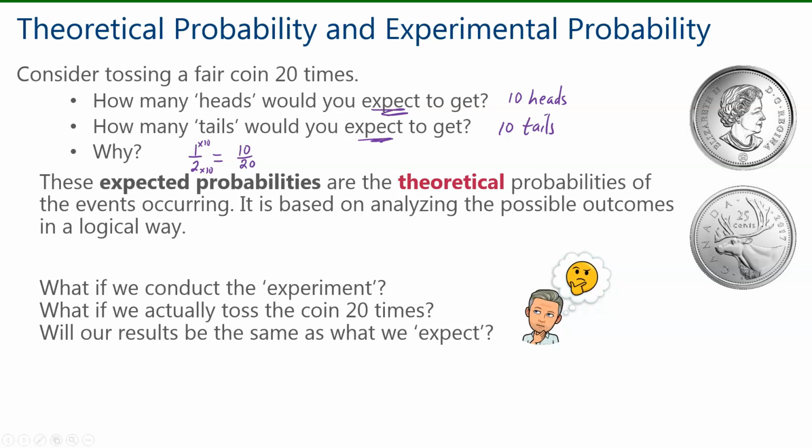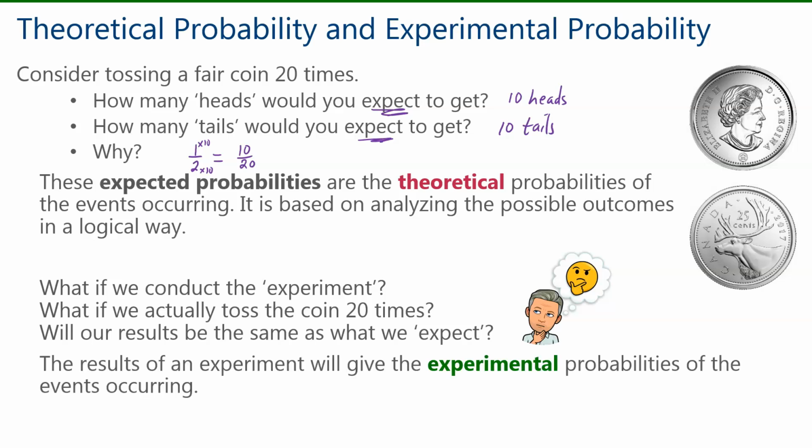What if we conduct the experiment? What if we actually toss the coin 20 times? Will our results be the same as what we expect? Will we actually get 10 heads and 10 tails? The results of an experiment will give the experimental probabilities of the events occurring.